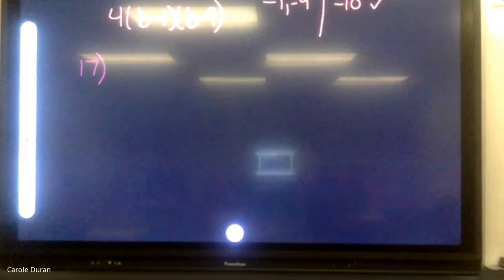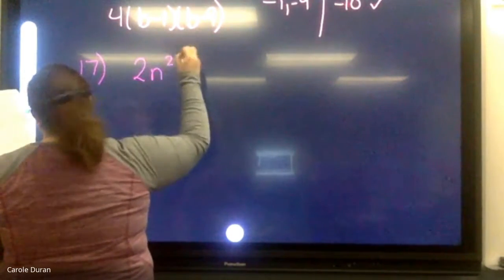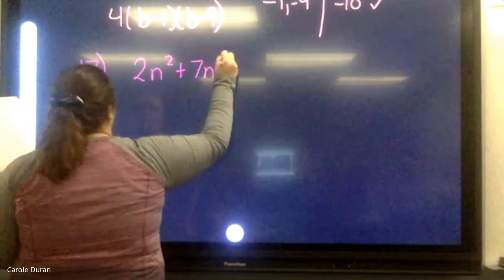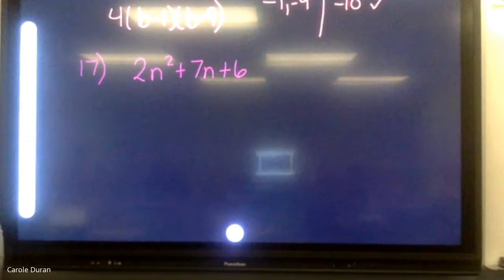Okay, number 17. I had the same numbers, just not the 4. You have to have the 4 there. So I have 2n squared plus 7n plus 6. It is not a perfect square trinomial. It is not a difference of cubes or a sum of cubes. It is not a difference of squares, which means I'm doing normal factoring here.